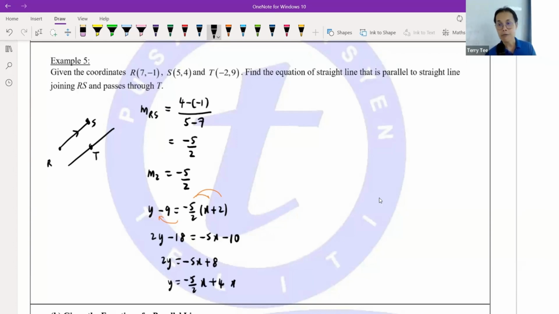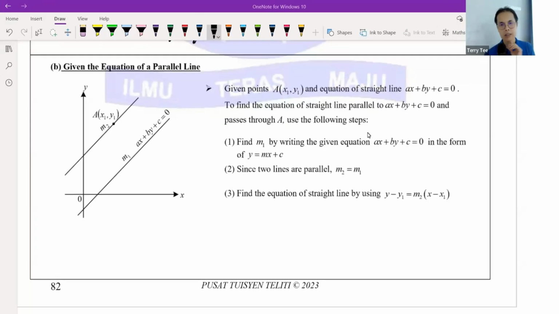So here, notice I write in what we call gradient form. But if you don't want to write in this form, you want to write general form, that is all right. In our previous example, you're given 3 points. Now you're not given points.